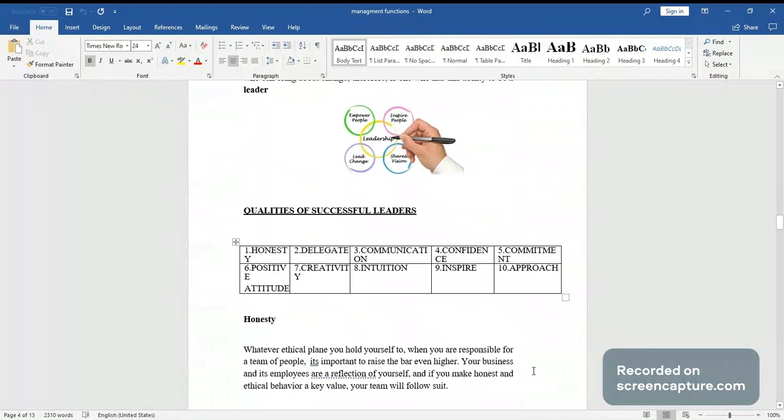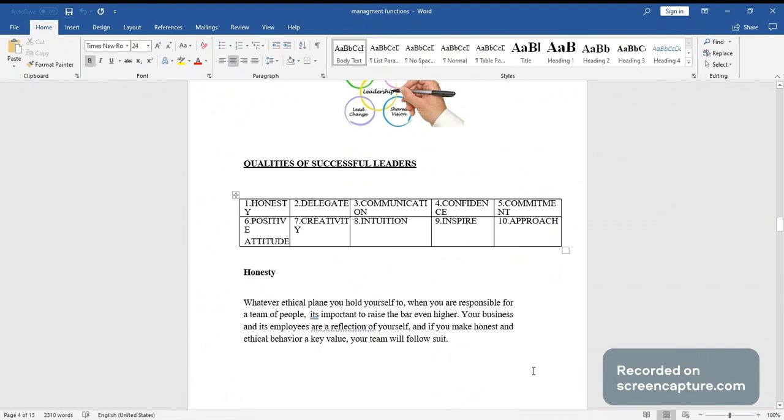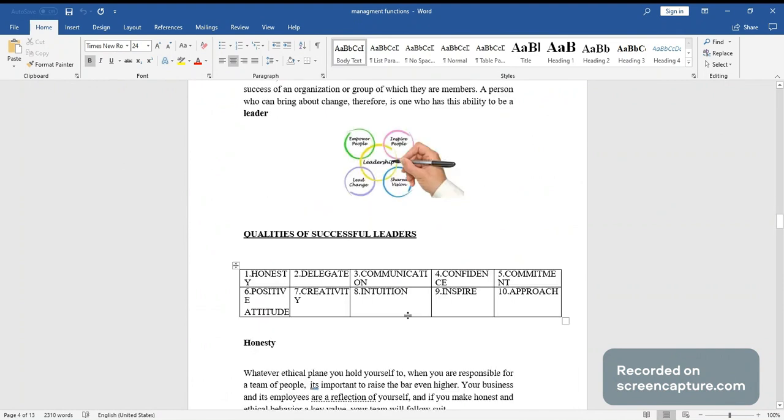What are the qualities of a successful leader? Generally, we can see different types of leaders, such as political party leaders, and people actively participating in various groups. The person shows his identity by performing various activities in a group. The first qualities of a successful leader are: honesty, communication, delegation, confidence, commitment, positive attitude, creativity, intuition, and inspiration.